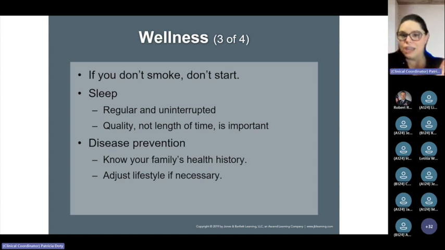Don't take naps during the day. I know that's crazy. I shudder to think. I used to do 72-hour shifts, and if somebody had told me not to take a nap, I don't know that I would have called them a nice name.